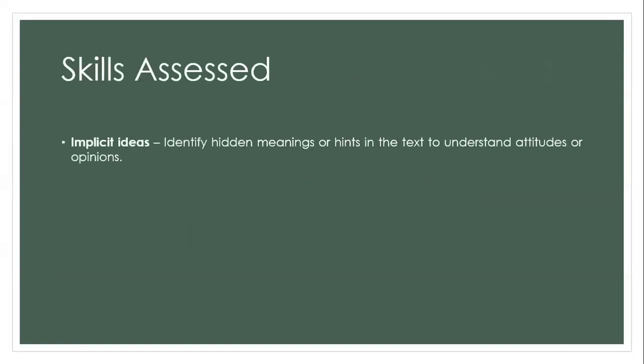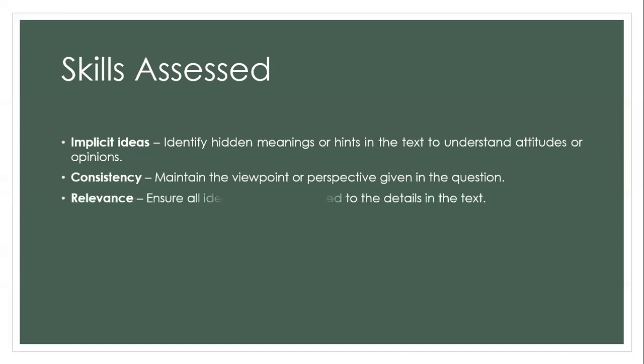If we talk about implicit ideas, the first area where you are going to be marked is the way you have identified the hidden meaning or the hints in the text to understand the attitudes or the opinion presented by the author. The second criterion for marking is consistency, which means that you have maintained the viewpoint or the perspective in the given question. Your answer is not aligning in the opposite direction to what is being asked in the question, right?